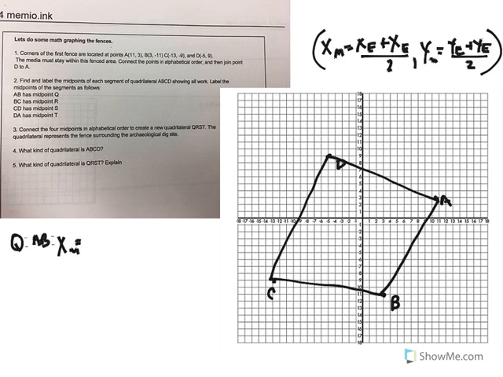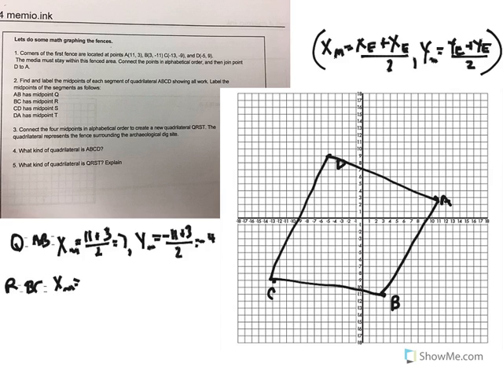So using that formula up there, we're going to find the midpoint of AB. So we have X midpoint is (11 plus 3) over 2 equals 7. And then the Y midpoint is (-11 plus 3) over 2 gives me -4. Okay?